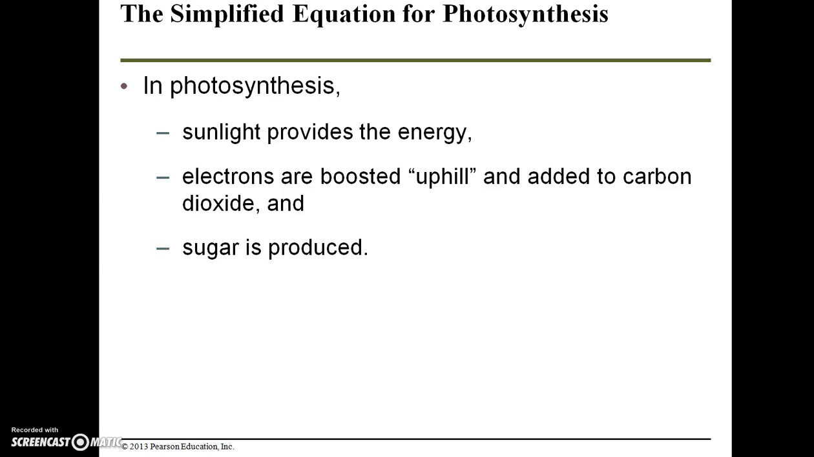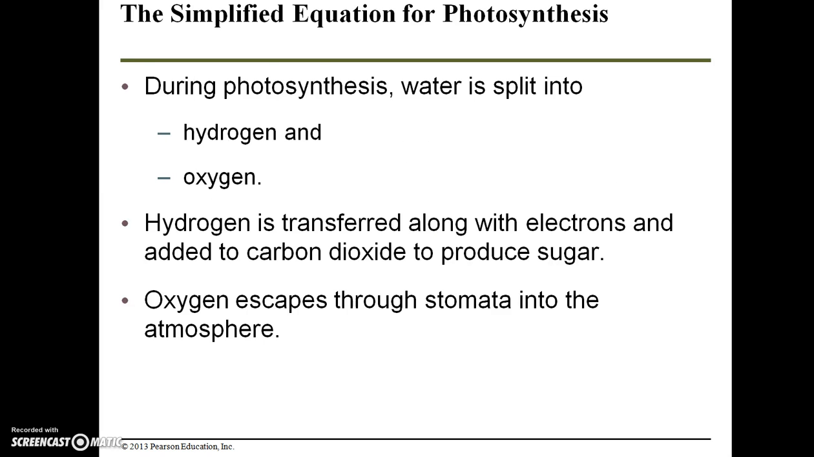In photosynthesis, sunlight is what ultimately provides the energy. Electrons are boosted uphill and added to carbon dioxide, which reduces it, and sugar is produced. Also during photosynthesis, water is split into hydrogen and oxygen. Hydrogen is transferred along with electrons and added to carbon dioxide to produce sugar, and oxygen escapes through stomata into the atmosphere.